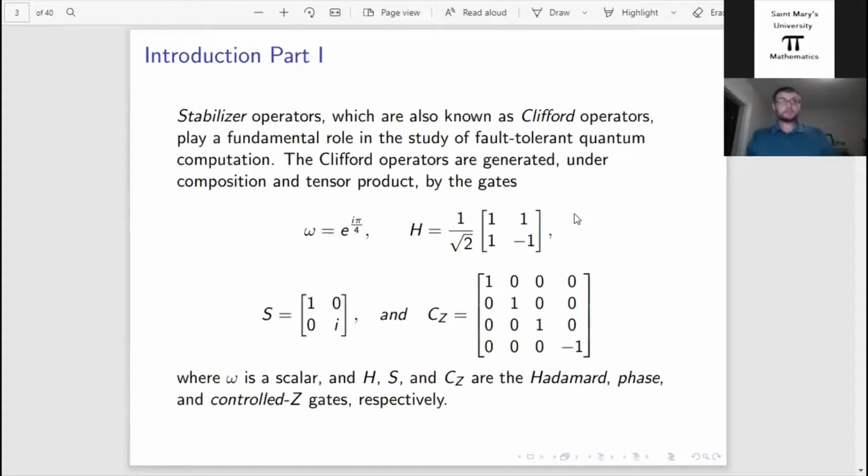So, the stabilizer operators, also known as the Clifford operators, play a fundamental role in the study of fault-tolerant quantum computing. They're very well studied and very famous. They're generated under composition and tensor product by the gates listed here: our scalar omega, the Hadamard gate, the phase gate, and the controlled Z gate. These generate the Clifford operators.